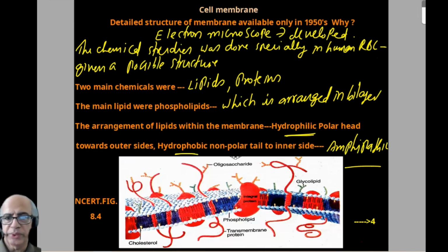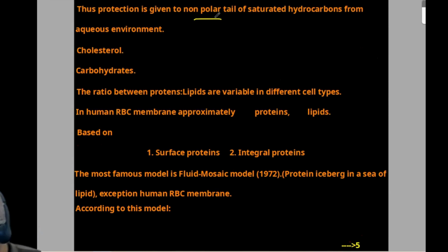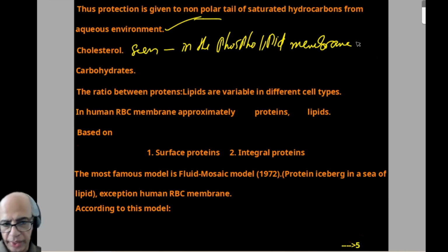This is an NCERT diagram labeling question. Now, next page we can proceed. So this arrangement gives protection to the non-polar tail of saturated hydrocarbons from the aqueous environment, because water should not come in contact. I think that idea is clear. So the purpose is clear. Now cholesterol seen, cholesterol present in the phospholipid membrane. Diagram also we can identify it. Carbohydrates seen in the membrane.